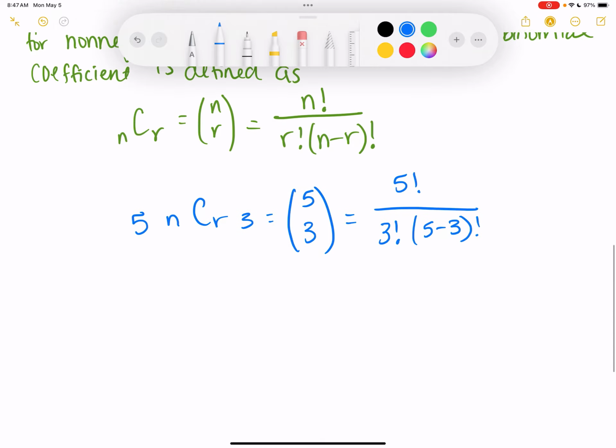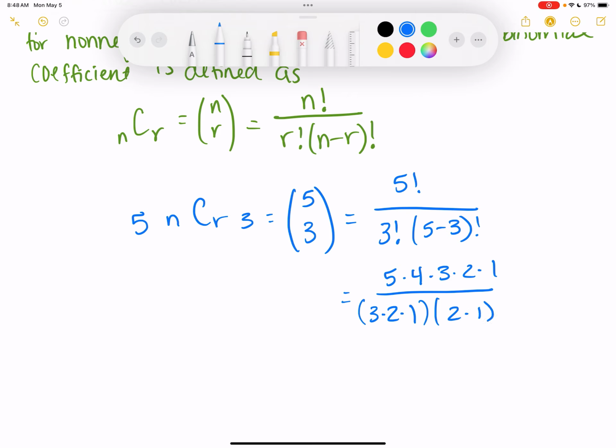So what this means is 5 times 4 times 3 times 2 times 1 over 3 times 2 times 1. And obviously we don't really need to write the times 1s, right, because it's not changing anything, but just for the visual for right now. And then times, well, this is really 2 factorial, so this would be 2 times 1.